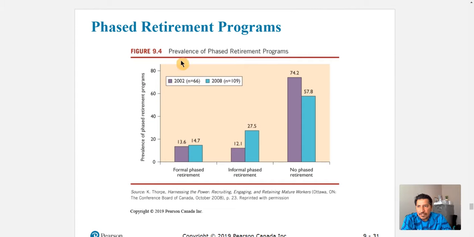And here, the prevalence of phased retirement programs, from 2002, with 2,109 Canadians: formal phased retirement, informal phased retirement, and no phased retirement.